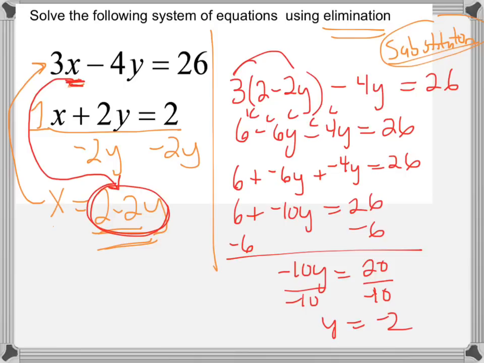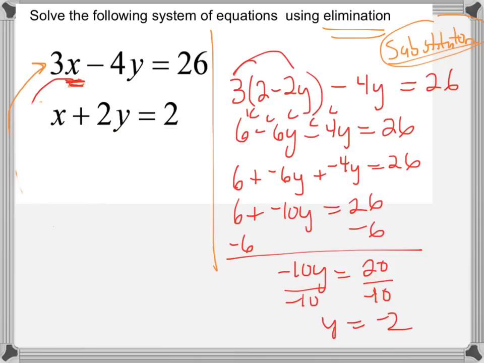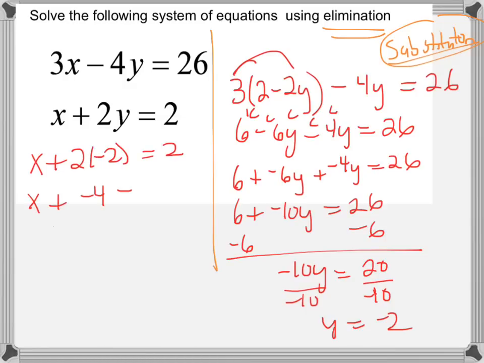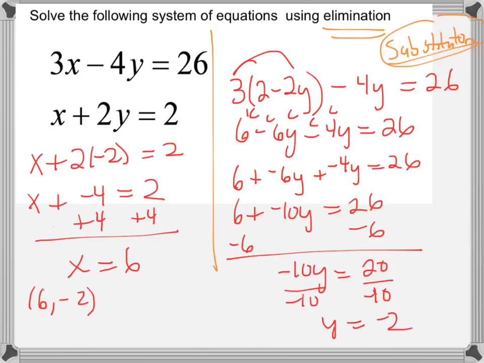Okay, now let's just do what we have been doing so far. Let's put negative 2 in for y. Let's do it in the second equation here. So we have x plus 2 times negative 2, and by the way, I could have used either one. I like the second one because it has addition. Okay, so we have x plus negative 4 equals 2. So let's add 4 to both sides. So x is equal to 6. So this information just led us to the conclusion that 6, negative 2 is a solution to both equations.